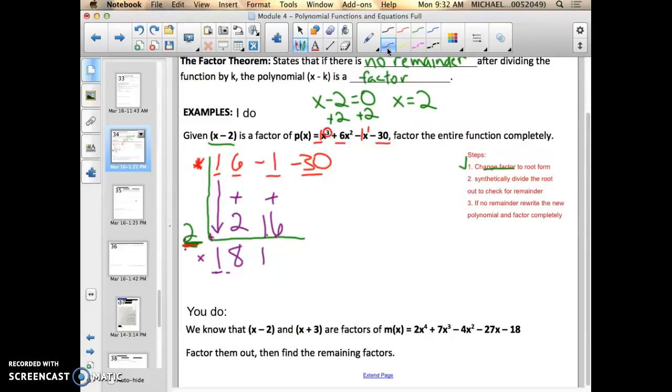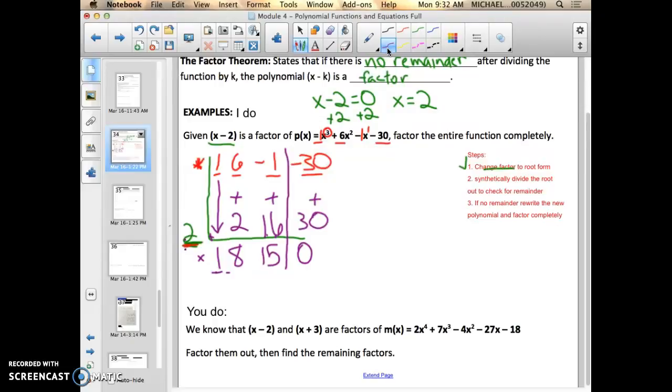plus 16 is 15. At that point, when I did that wrong, I was thinking to myself, I should get 0 for a remainder, and it didn't look like the math was going to work out. That's how I kind of knew that I had made a mistake. All right, finally, 2 times 15 is 30. And at this point, I draw my remainder box because there's no more multiplying to do. And I add the final two numbers, negative 30 plus 30 is 0.